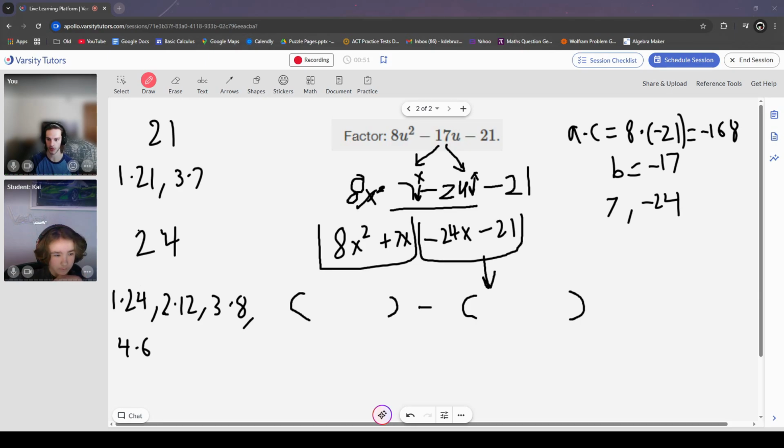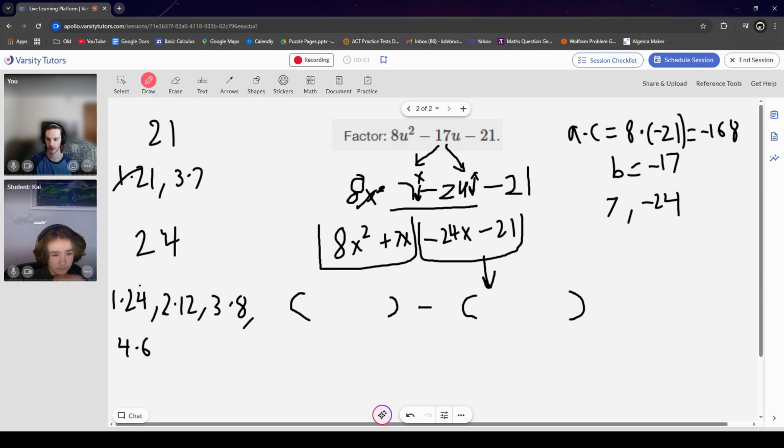So, ignoring the ones because we're not worried about ones, do any of these share common terms? Not that I know of. I mean, 4 and 6 is. Oh, 3 and 8. Yeah, these share a 3.